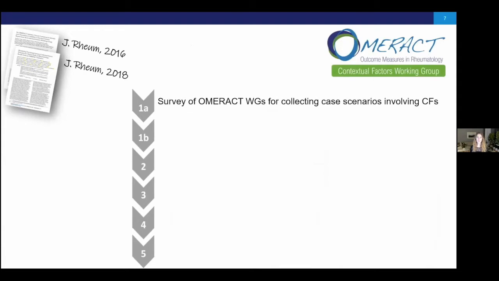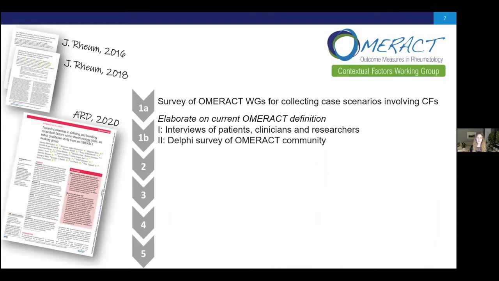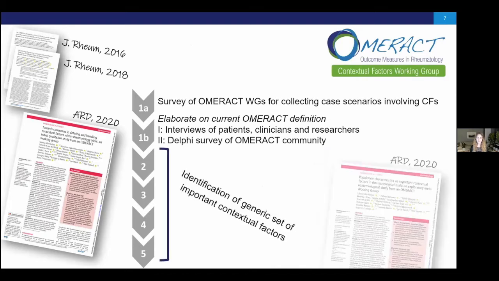In our first study, we asked the OMERACT working groups to provide published case scenarios. This showed that there were still very different understandings of the term contextual factor. In our next study, we aim to elaborate on the current OMERACT definition to make it more understandable and useful. This included interviews and a Delphi survey. Our interview findings have just been published. In study 2 to 5, we aim to identify a set of important factors that is relevant to consider in all clinical trials within rheumatology. At this point, we have published a meta study for this. But this session will be about the results from study 1B, and now Maren de Witt will tell you about our patient involvement.